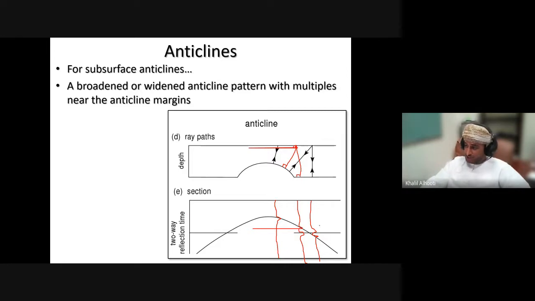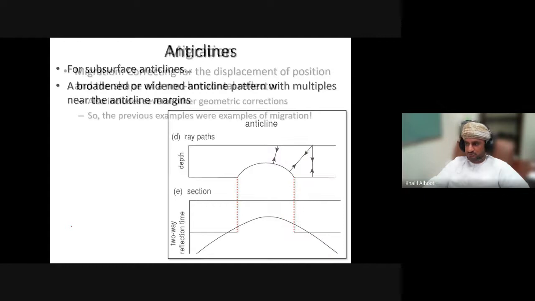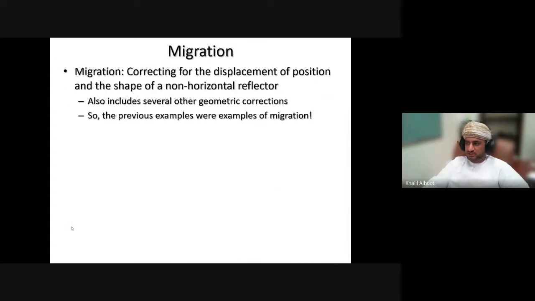This is what you see in the case of an anticline. In the seismic section, you see such a feature. It's a weird feature. It's not truly an anticline. How do we correct for that? Again, what do you think? What's the process we use to correct for anticlines? We use migration again. That's true. We use the migration technique. So migration is a process that corrects for many geometric artifacts: anticlines, synclines, dipping. They will all be corrected using migration techniques.